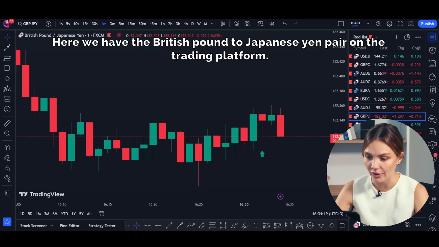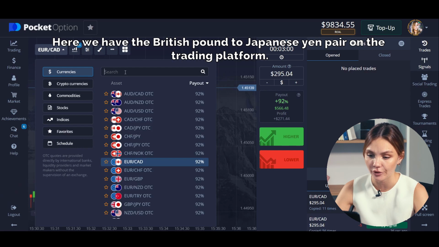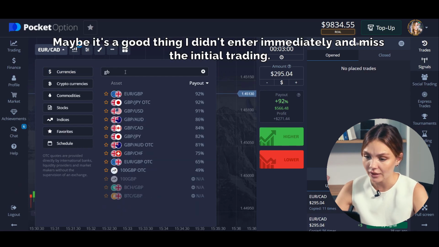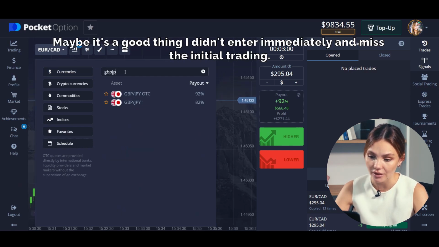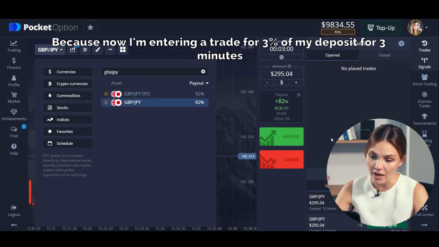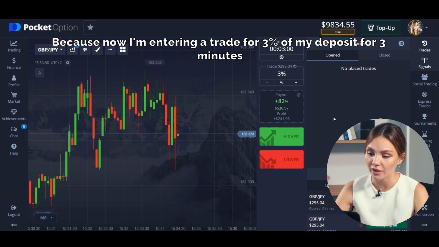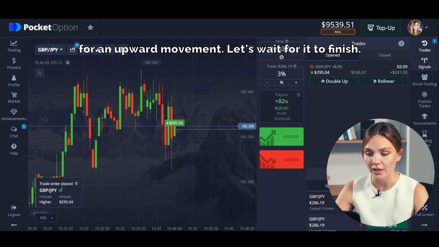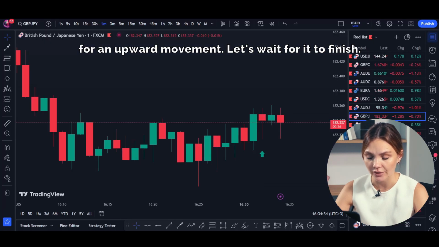Here we have the British pound to Japanese yen pair on the trading platform. Maybe it's a good thing I didn't enter immediately and miss the initial trading, because now I'm entering a trade for 3% of my deposit for 3 minutes for an upward movement. Let's wait for it to finish.